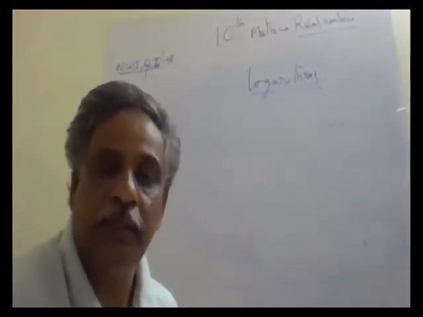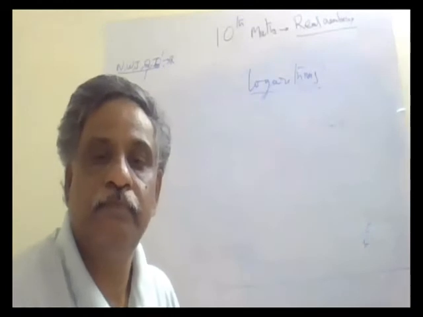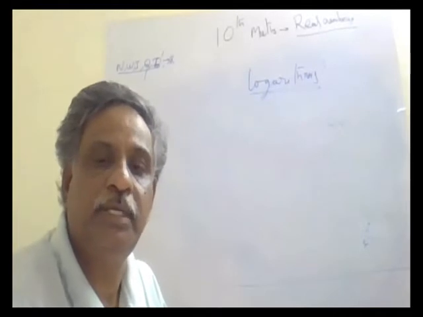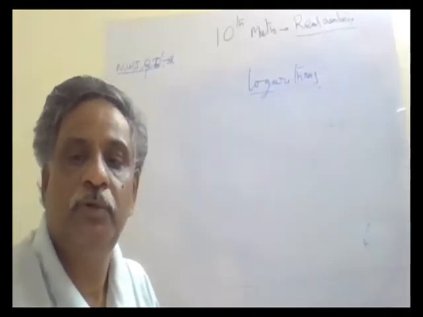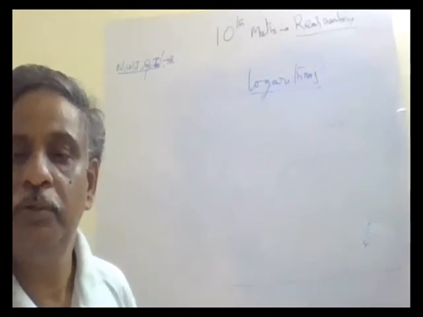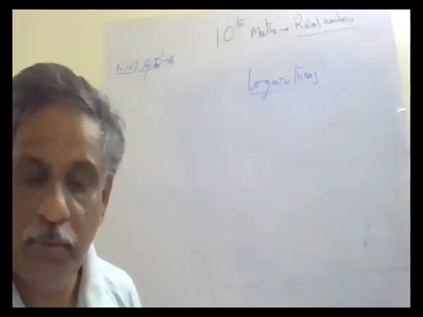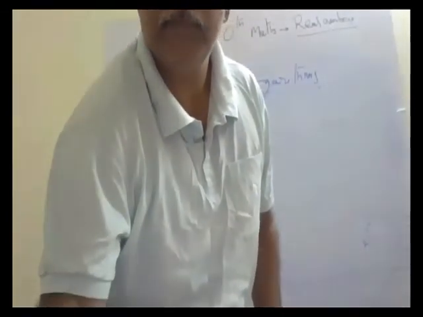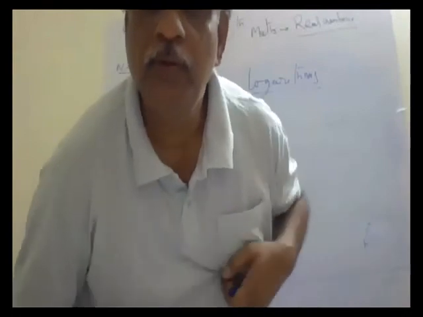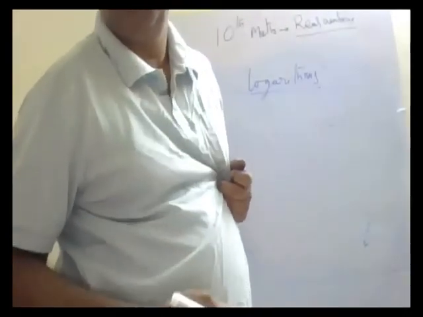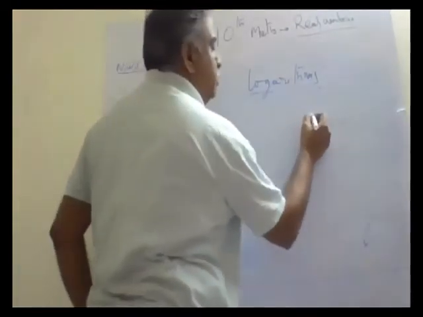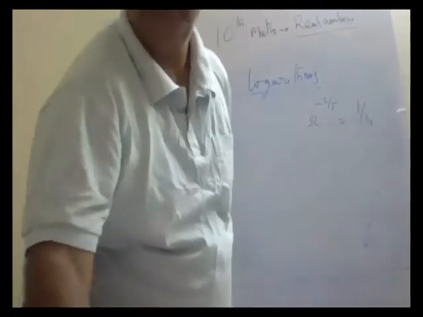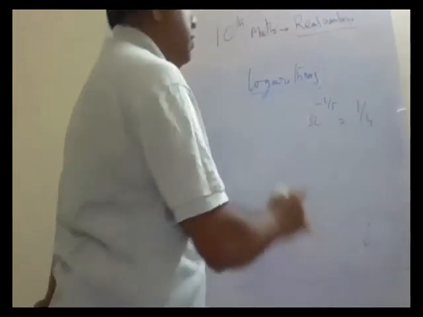So we'll see another example. We can take up other examples, but suppose I am taking up this example. Root 49 is 7 and 32 to the power of minus 2 by 5 is equal to 1 by 4. Is it 2 by 5? Okay, minus 2 by 5. One is 32 to the power of minus 2 by 5 is equal to 1 by 4, but the second one is root 49 is equal to 7.